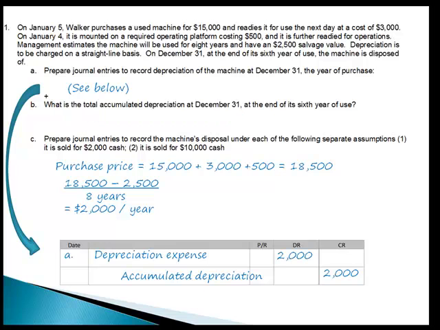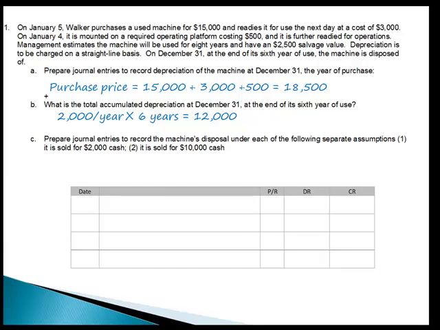The second question asks, what is the total accumulated depreciation at December 31st on the 6th year? So accumulated depreciation, remember, is all the depreciation accumulated over time. So if we put $2,000 in this pot every year for 6 years, it's $2,000 a year times 6, or $12,000. Okay, finally, let's do C. Prepare the journal entry to record the machine's disposal under each of the following separate assumptions. If it's sold for $2,000 cash. Okay, so record the cash.